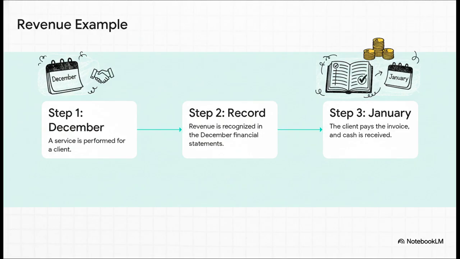The client doesn't get around to paying you until January. If you were doing cash basis accounting, you'd record the money in January. But under accrual accounting, which is what we use, it doesn't matter when the cash shows up. The economic event, the thing that generated the value, happened in December. So the financial story has to reflect that.